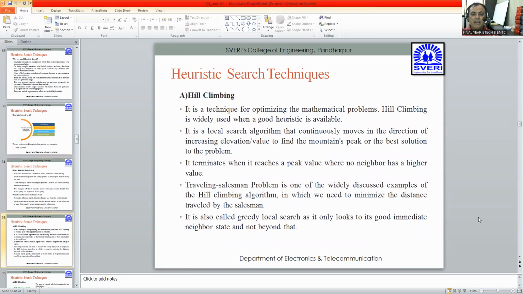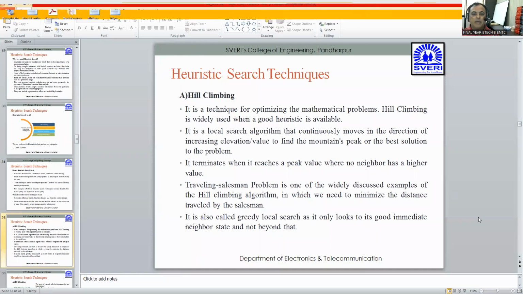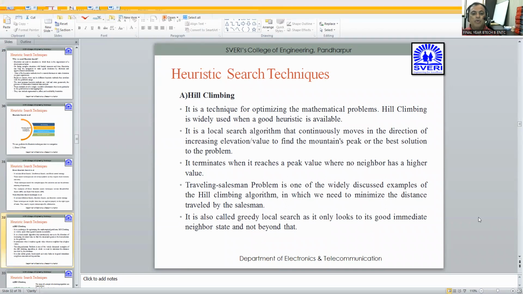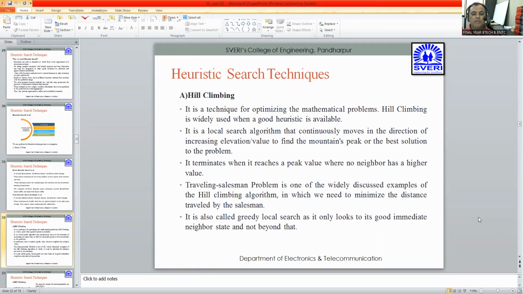Now we start with hill climbing. One of the best examples of hill climbing is the traveling salesman problem. Hill climbing is widely used when a good heuristic is available. It is a technique for optimizing a mathematical problem. It moves in the direction of increasing elevation to find the mountain's peak, and hence it is called hill climbing. It is also called a greedy local search, as it looks at a good immediate neighbor state and not yet beyond that.